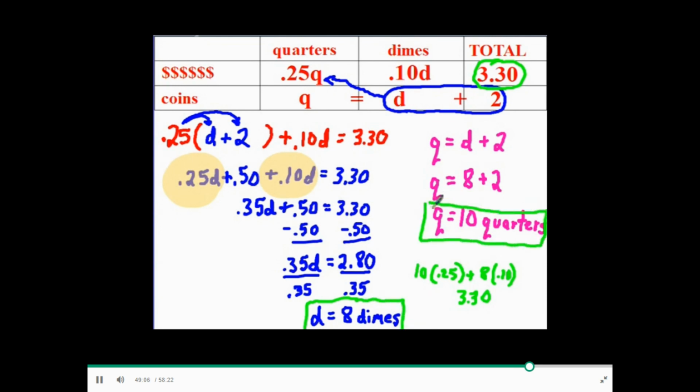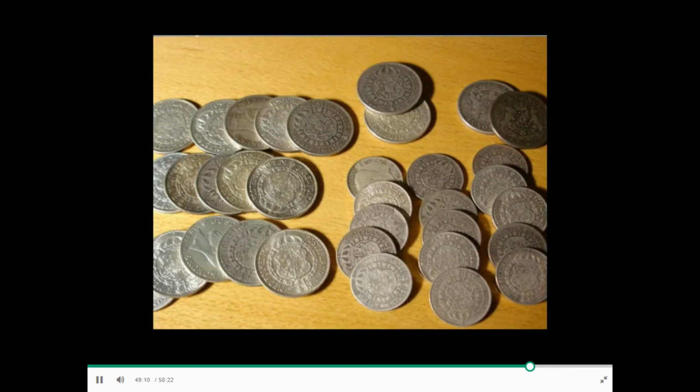Those are not dimes and quarters, but that's the best I could do. I don't actually have any dimes and quarters myself. All I have is really ancient coins from the early 1900s.